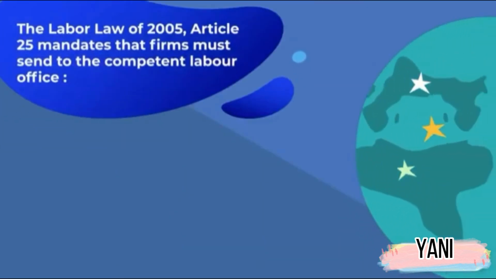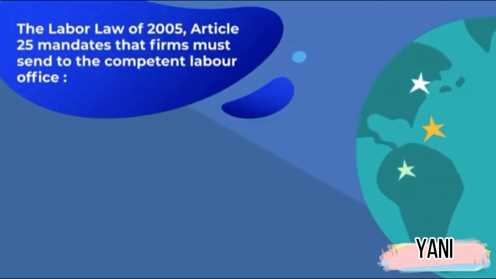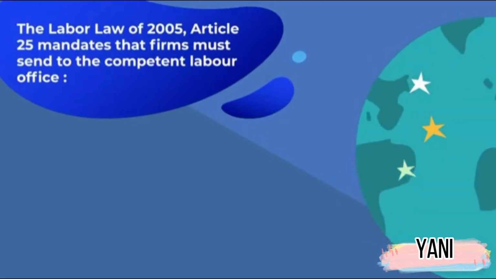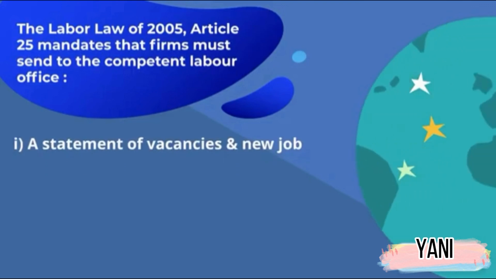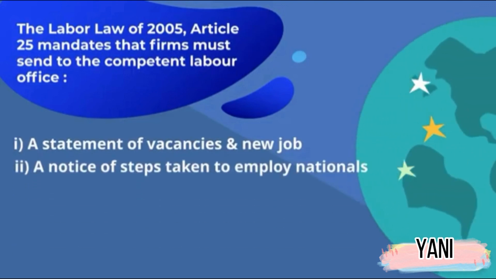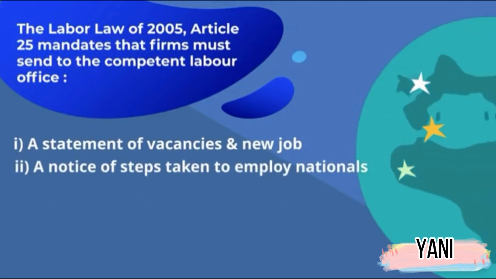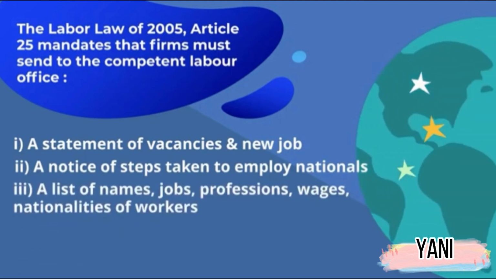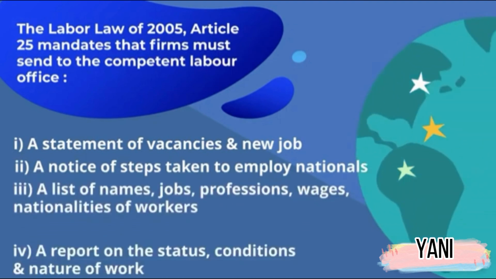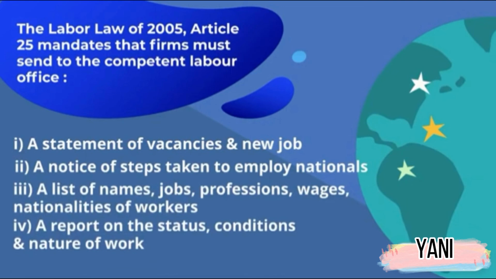The Labour Law of 2005 Article 25 mandates that firms must send to the competent labour office a statement of vacancies and new jobs, a notice of steps taken to employ nationals, a list of names, jobs, professions, wages, and nationalities of workers, and lastly a report on the status, condition and nature of work.